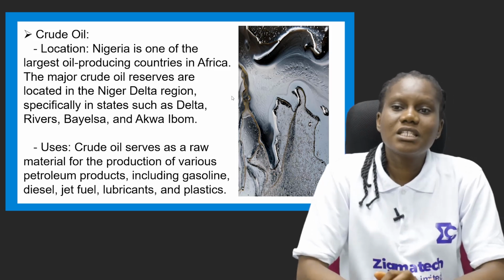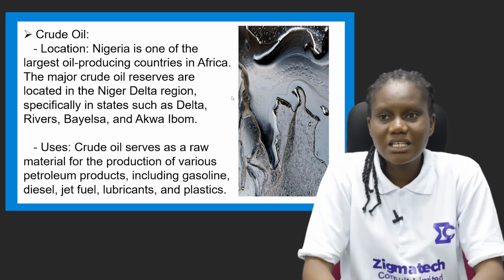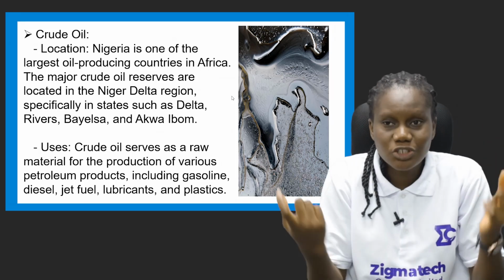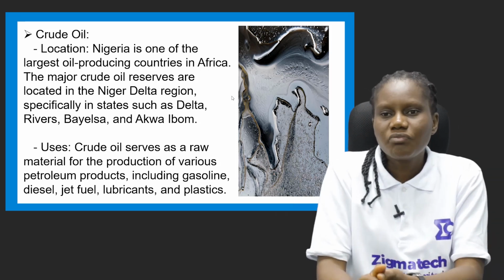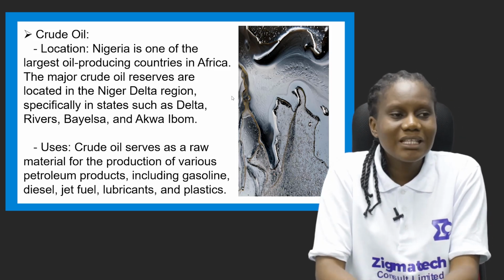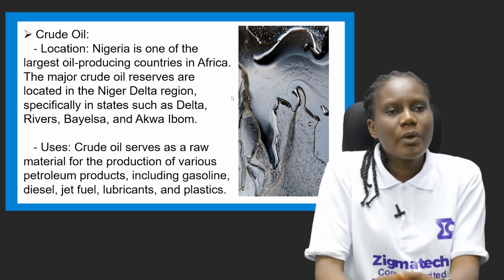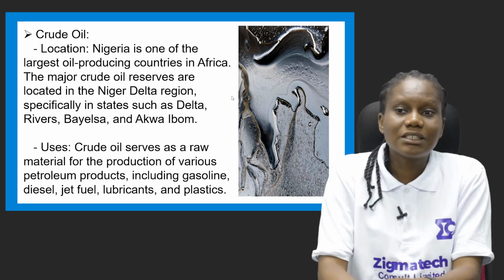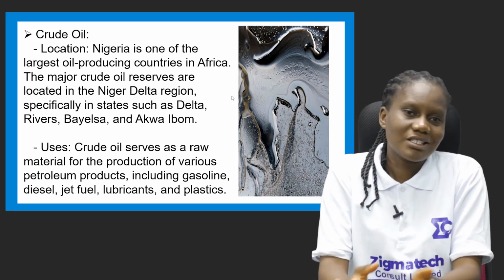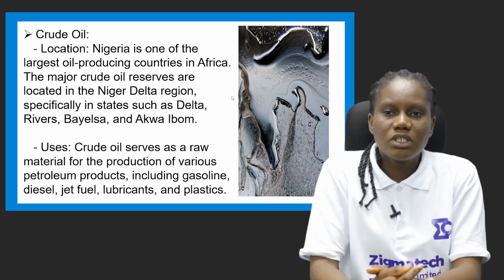We have found Nigeria is one of the largest oil producing countries in Africa. So it's something of great blessing to us that we are one of the largest oil producing countries in Africa. The major crude oil reserves are located in the Niger Delta region of Nigeria. And when we are talking about the Niger Delta region, we are talking about the south. I'm going to mention some states specifically, such as Delta State, Rivers State, Bayelsa, and Akwa Ibom.